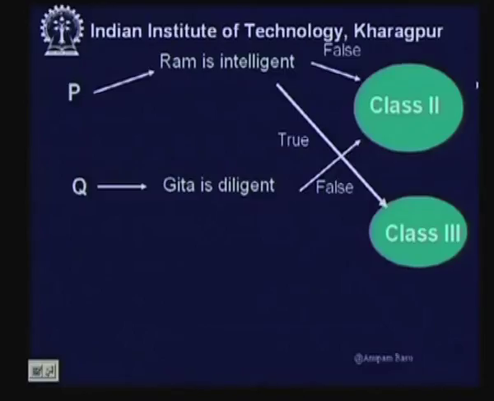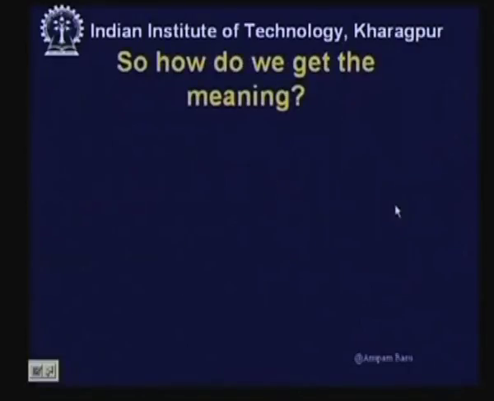But Ram is intelligent, there is a Ram also in class 2. That Ram is not that intelligent. So, that evaluates to false. Similarly, Geeta is diligent evaluated to true for the Geeta that was in class 3, but if I interpret for the Geeta in class 2, she is not diligent. Okay? So, you can see here.